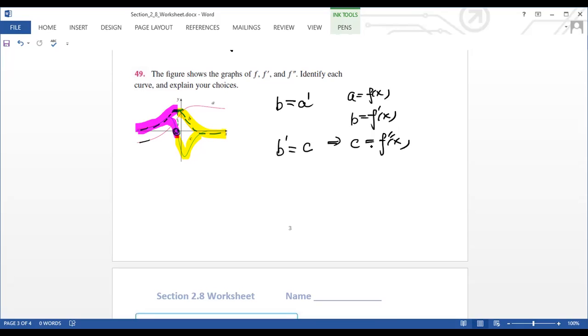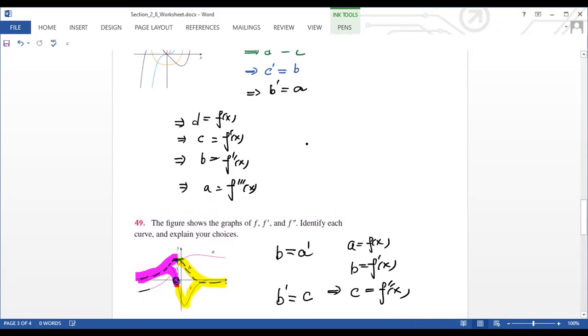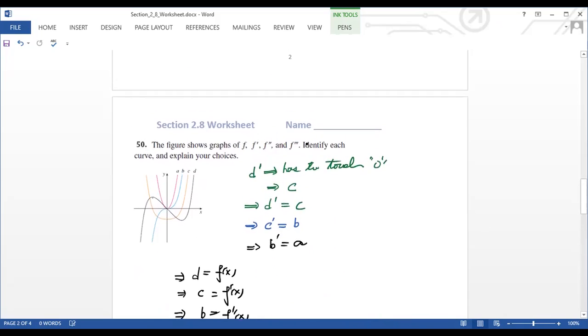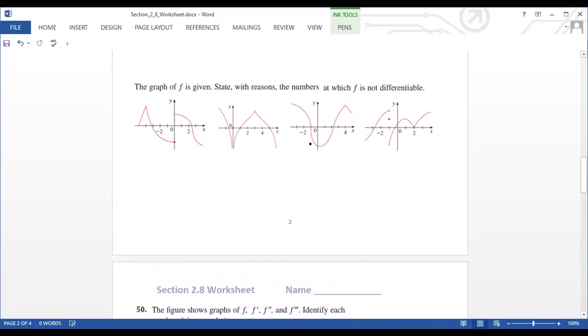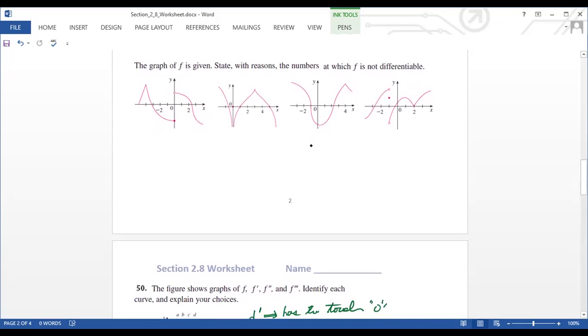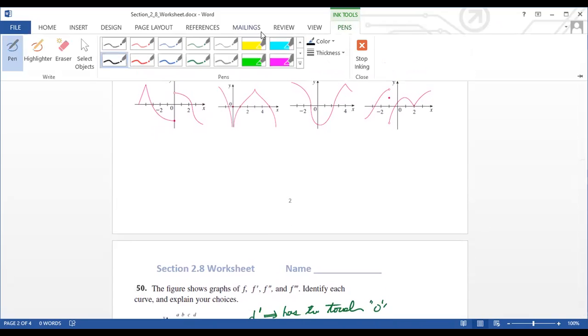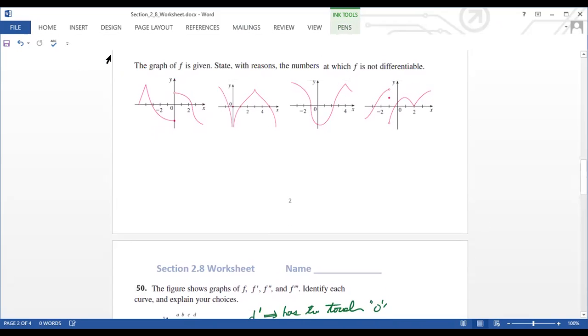So we need to know the relation of the graph: if it's the second derivative, you always look for the rate of change of the first derivative, right? Okay, so now we finished this, so we should get a pretty good idea. Now in here, we talk about the graph. We say which one is not differentiable and why.